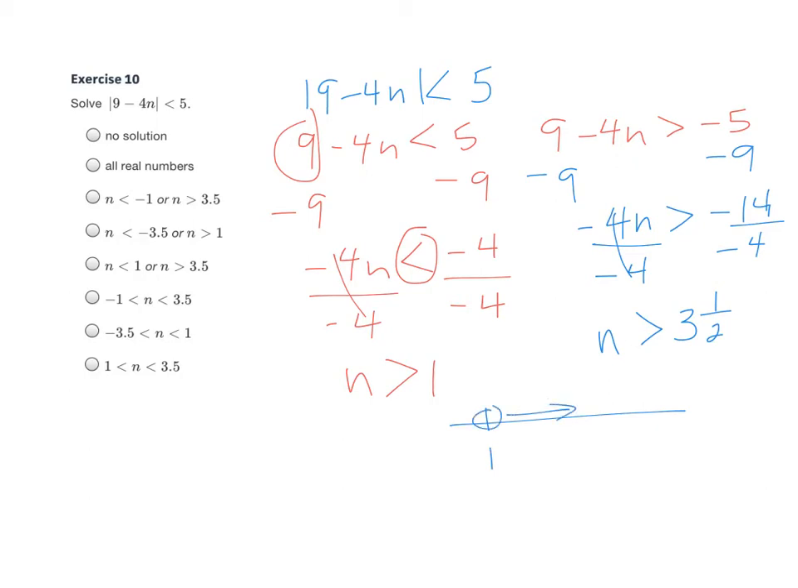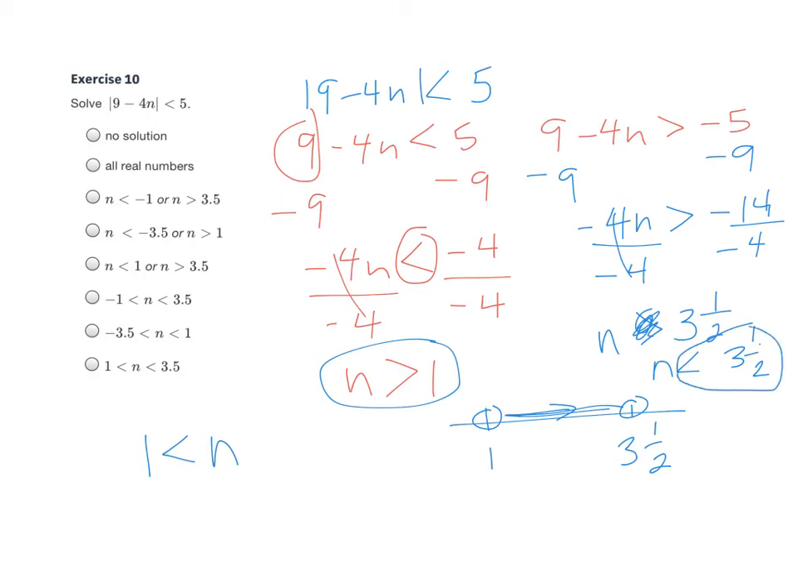Oh, I forgot to flip my inequality, didn't I? This should be n less than 3.5. And then here at 3.5, I should have an open circle going to the left. So this is an and. So we're going to have to put these together. So I'm going to take this one and flip it. That gives me 1 less than n. And then I'm going to put that on the end, less than 3.5. So let's get rid of all the ors. See if we can find out which one it is. Oh, the last one.